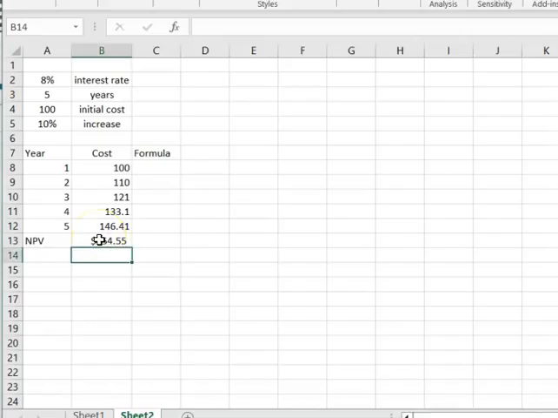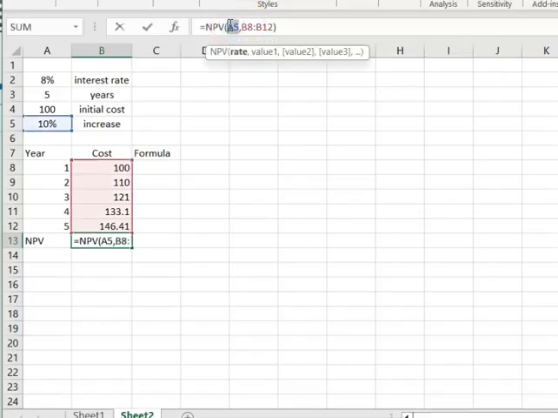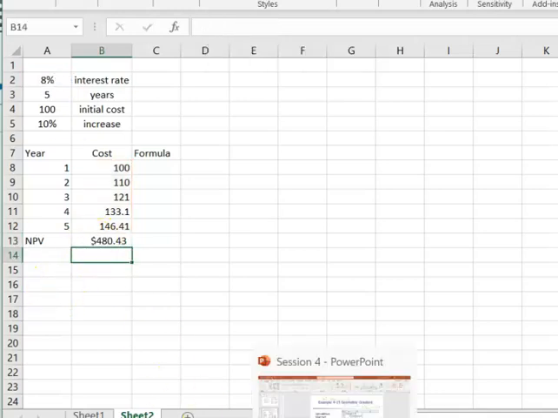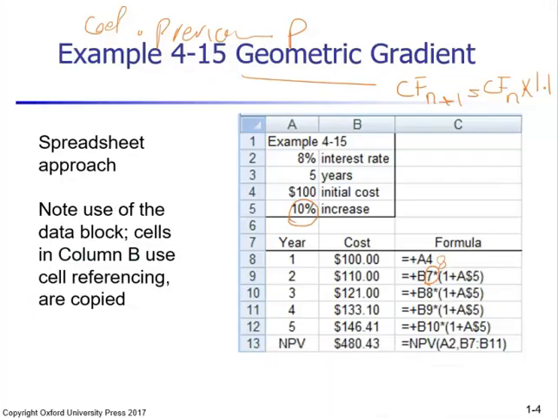My bad. The interest rate is not 10%. The interest rate is 8%. The geometric gradient was 10%. And it is 480.43. Okay, so you see they are the same, and just that typo.